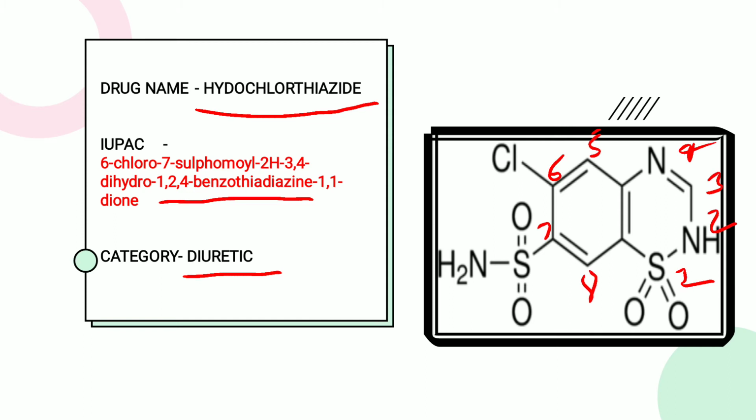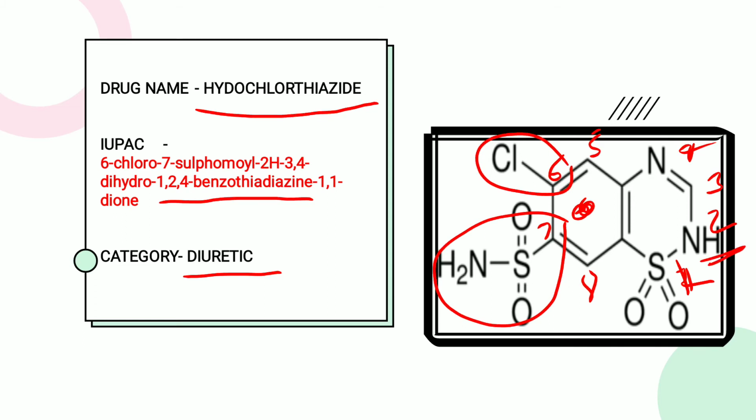So again it will be 1,2,4 benzo. In the benzene ring, this is the benzene ring, and thia stands for sulfur, and diazine, di means 2 and aza means nitrogen, so diazine. So that is the parent nucleus. Further substitutions are the 6-chloro group, then the 7th is the sulfamoyl, again SO2NH2, and there is an extra hydrogen also present in the structure.